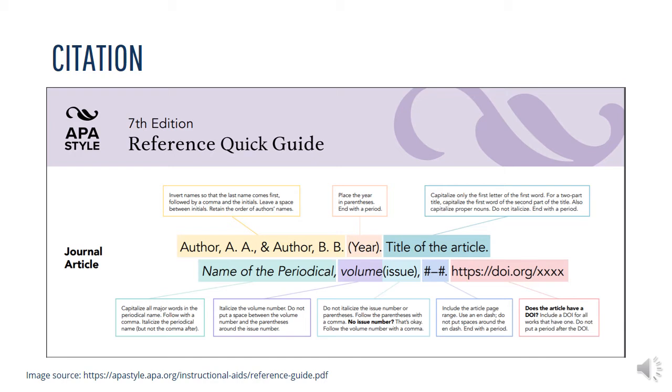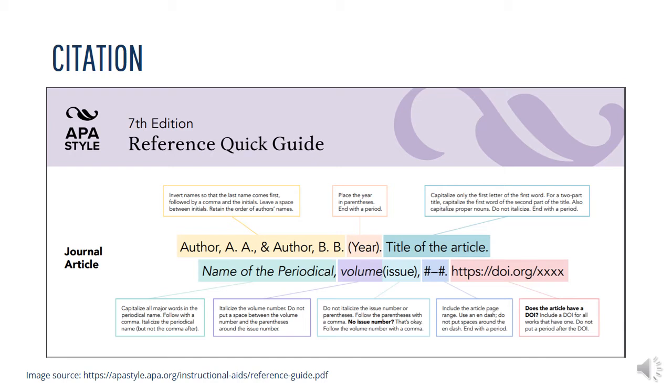Notice that you use the author's last name and initials instead of writing out the full first names and middle names. Then you have the year, the title of the article, and then the name of the periodical. Notice there's a difference in the way that it is italicized. The name of the periodical is italicized versus the title of the article is not. There's also a difference in the way that you capitalize. These boxes explain in further detail.